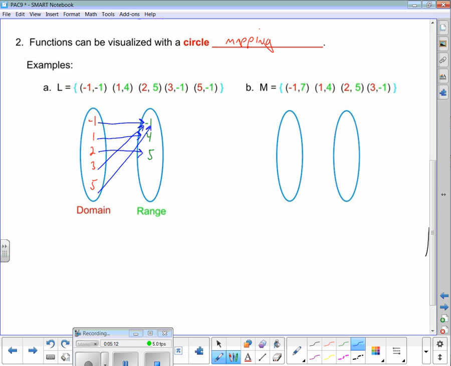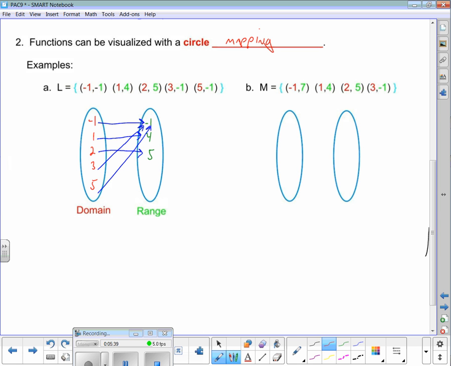So if anybody didn't have the initial function listed and just looked at the circle mapping, they'd clearly be able to see guy -1 dating girl -1, guy 1 dating girl 4, guy 2 dating girl 5, guy 3 dating girl -1, and guy 5 dating girl -1. All right, -1 is popular. So why don't you go ahead and do the second one? Go ahead and do the circle mapping.